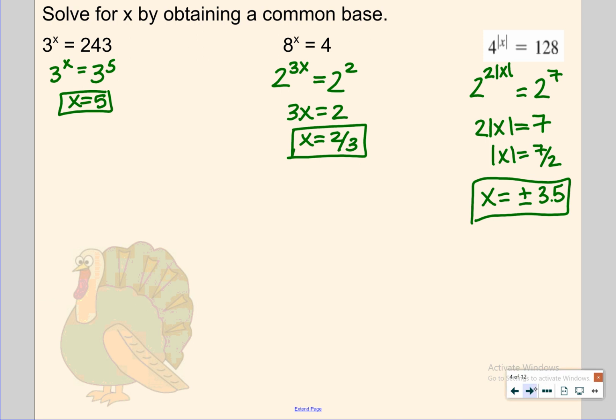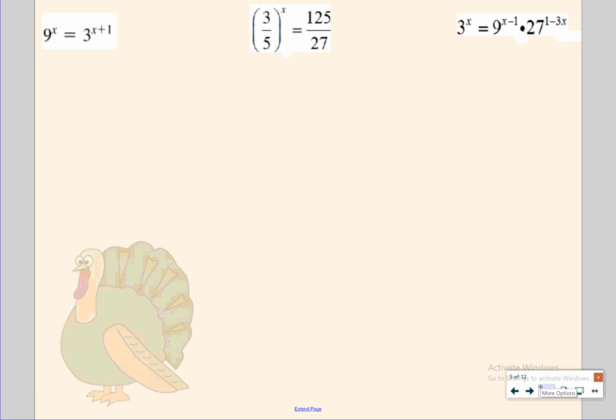All right. Let's try some other ones. See what happens when they get a little more complicated now. 9 to the x equals 3 to the x plus 1. My bases are powers of 3. Okay, so 9 is 3 to what power? Okay, so I can write 3 to the 2x equals 3 to the x plus 1. Everything's powers of 3. So now what can I say must be true? The exponents must be equal. All right, and then you just have a linear equation to solve now.